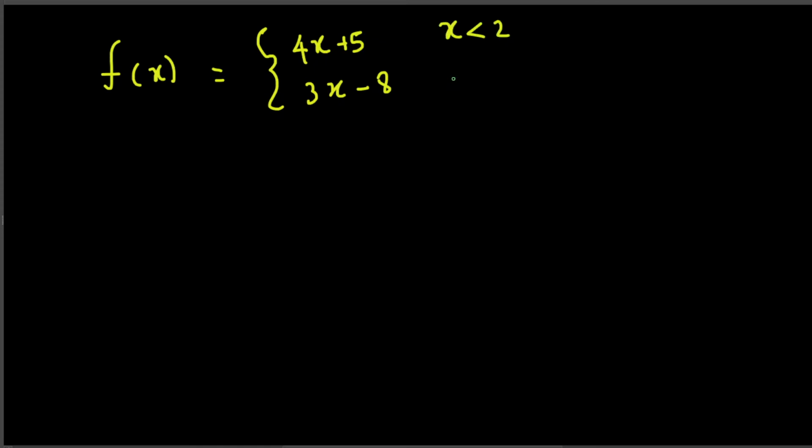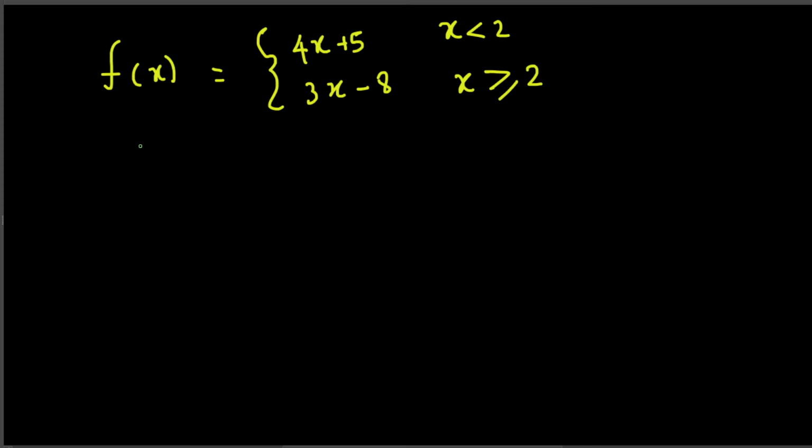I'll show you some piecewise functions, and we are also going to see how to solve a problem in a piecewise function. So first let's write a piecewise function. F of x is equal to 4x plus 5 and 3x minus 8, and the condition given for the first function is when x is less than 2, and the condition given for the second function is x is greater than or equal to 2.